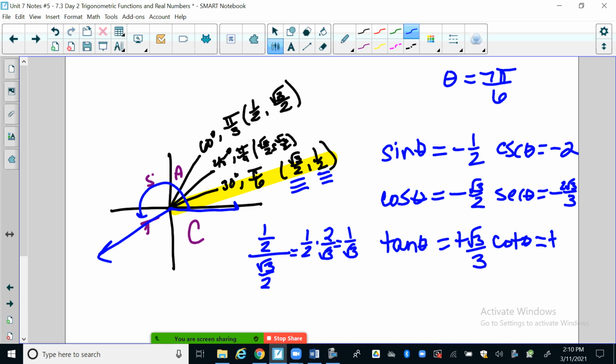And cotangent is square root 3, the reciprocal. And there we go.